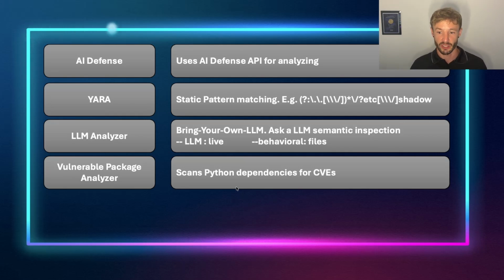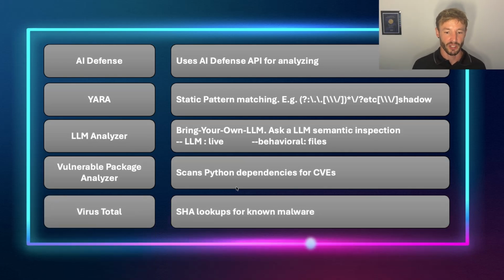It's very important that you use the latest and greatest packages with dependencies without any CVEs, and you can scan this with the same command. And last but not least, you have VirusTotal. You can leverage your API key, and it does basically a SHA lookup for known malware. The disadvantage here is that it needs to be known, of course, otherwise it won't find it.